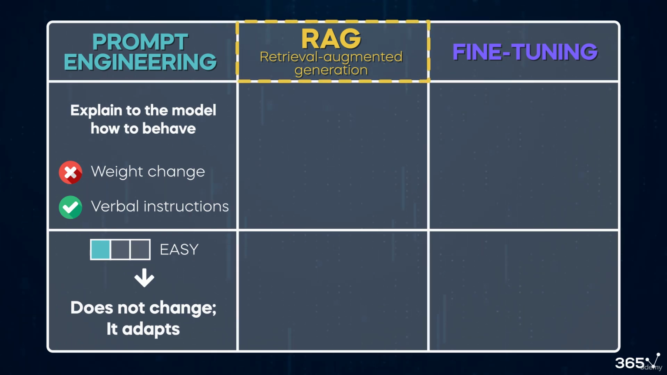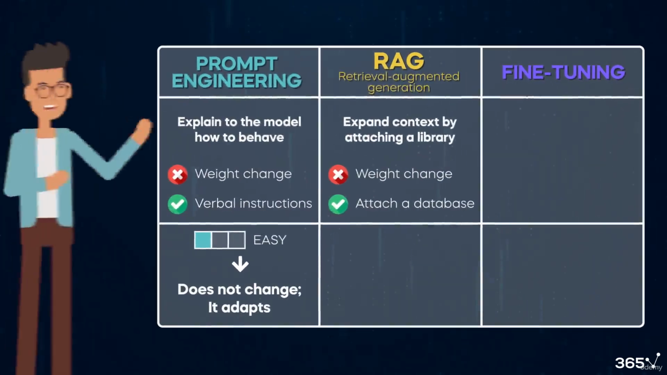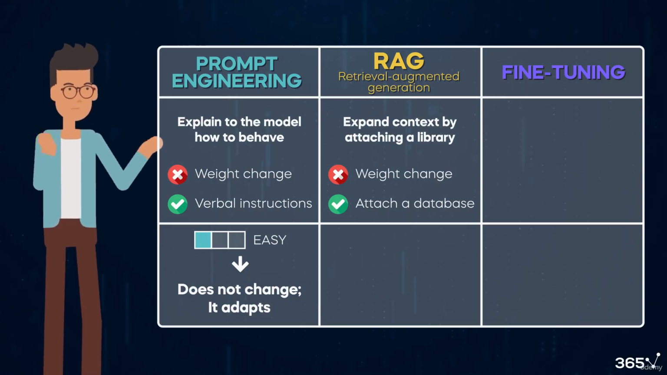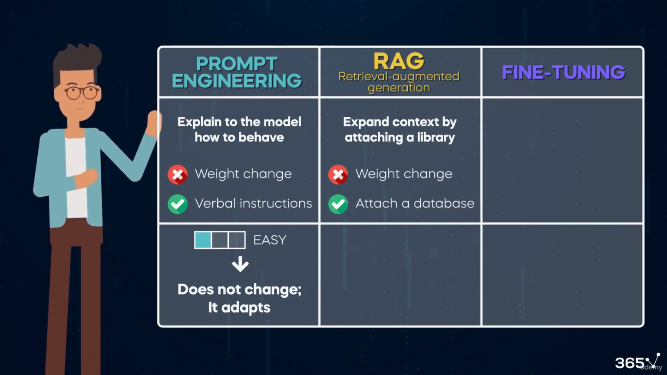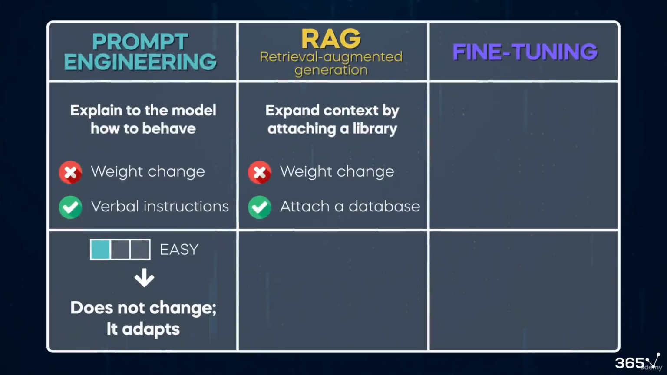Retrieval Augmented Generation, or RAG, is another technique that doesn't change the model's weights. With RAG, we attach a database to the model, which can be used as a library for expanded context. This method provides significantly more examples of how the model can be used to learn to perform optimally.